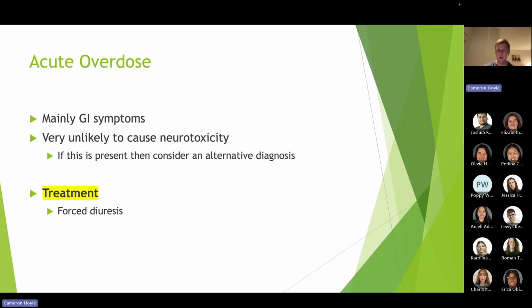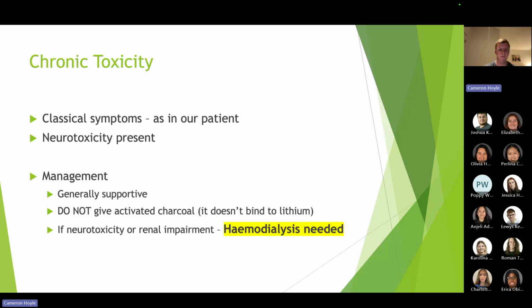The chronic overdose is the most important one to remember for your exams. You'll get those classical symptoms, your neurotoxicity symptoms. Management, again, is generally supportive. We don't give activated charcoal in those patients, mainly because it doesn't work. If there is neurotoxicity or renal impairment, the patient will need hemodialysis to get rid of the lithium, because the kidneys won't be able to. So that does come up in exams.